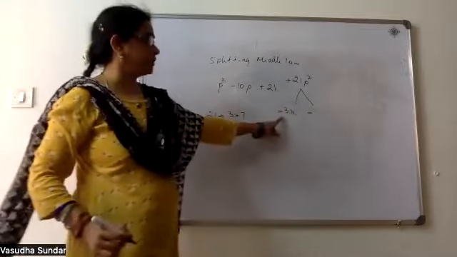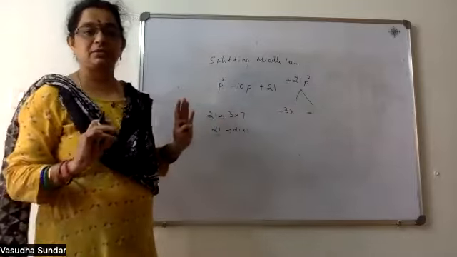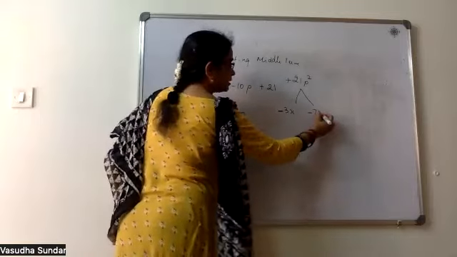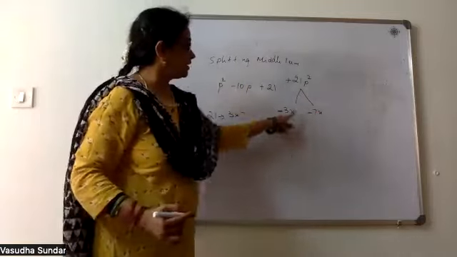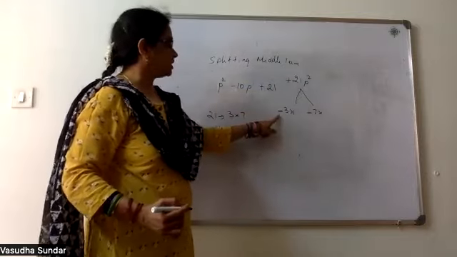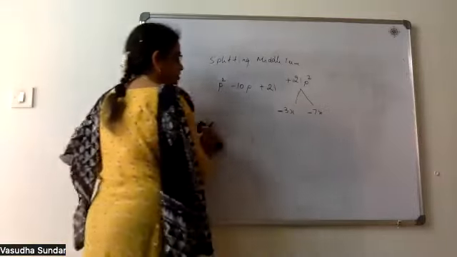First, you should always fix the sign of the factors. Then you put the factors. So, minus 3x and minus 7x. See here, minus 7 into minus 3 will give you plus 21, and minus 7 and minus 3 will give you minus 10. Is it clear? So, I'll split.